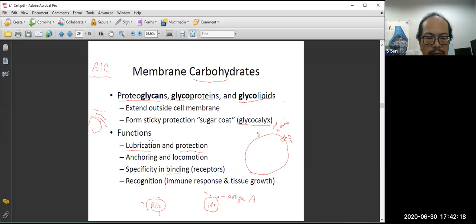So this one will have, for the type B blood, a type B antigen attached to the red blood cells.